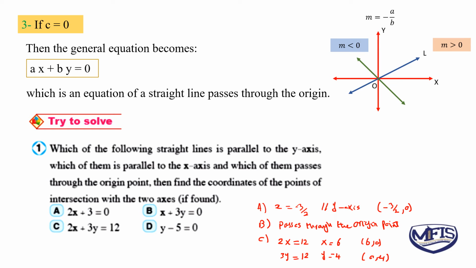And the letter D, y minus 5 equals 0, so y equals 5. So y equals 5 is parallel to the x-axis and intersects the y-axis at (0, 5). The point of intersection is (0, 5). Okay.